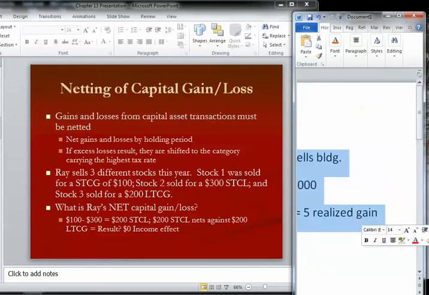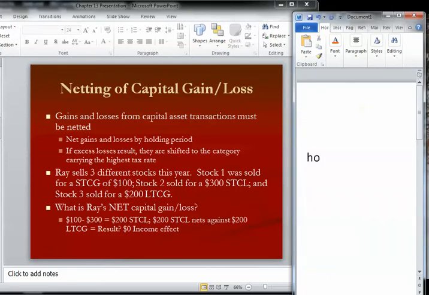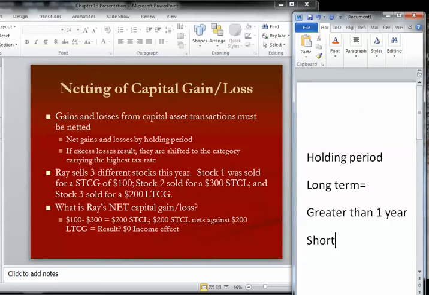When we say holding period, holding period is one of two options. It's either long term, which equals greater than a year, or it's short term. So for the holding period, we first categorize transactions for that year based on whether it was a long-term holding period or a short-term holding period.